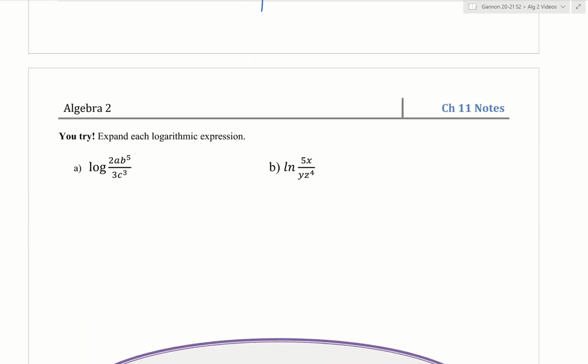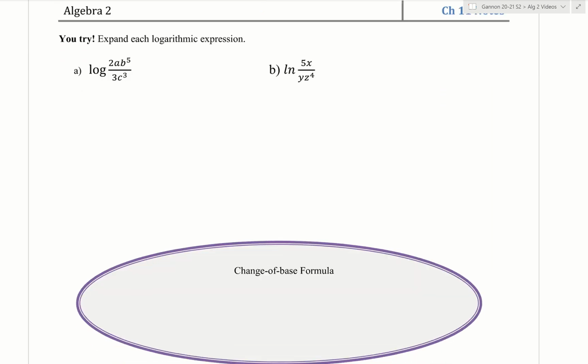All right, guys, same thing with the U-try. I really do think it'd be a good idea for you guys to attempt those and check your answer with the filled out notes on the website.